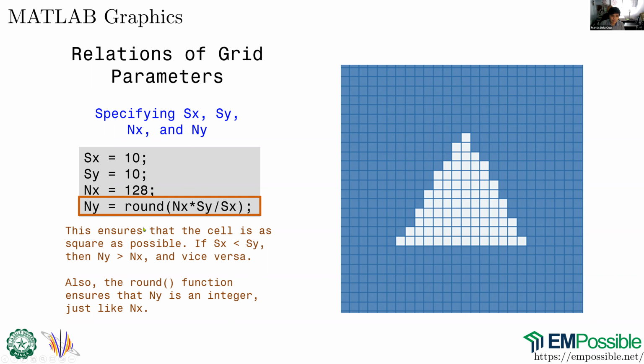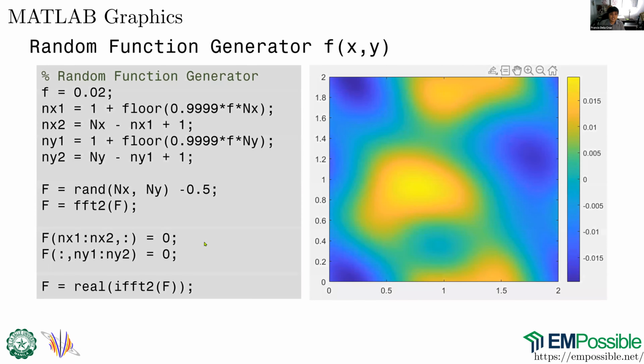So the round function ensures that ny is an integer, just like nx, because if you have a fraction, a float, and you multiply it with an integer here, it might become a float also. So to ensure that there would be no float or decimal numbers, no fractions, you use the code round. Next is the random function generator.